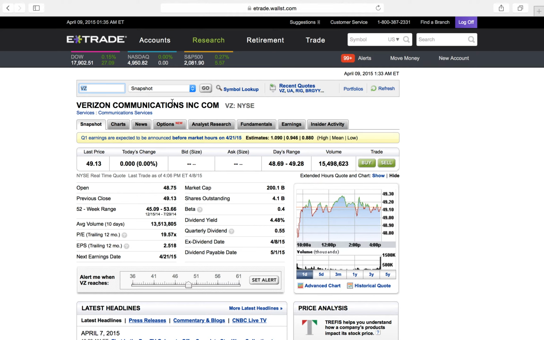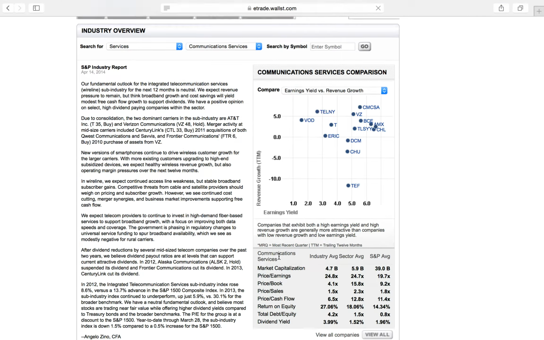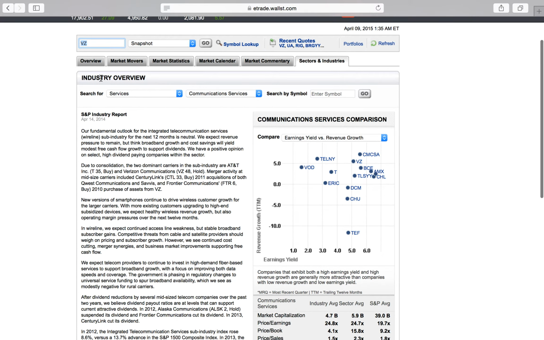For example, I have Verizon pulled up, right? It has a PE ratio of 19.57. You say, okay, that's nice to know. How do I know what industry it's in? Boom, don't ask. See, communication services. That's its industry. You've got services, which is a little more broad, and you can break it down even more to communication services. So you can compare it here on E*TRADE. We clicked on communication services. These are the communication services comparisons.